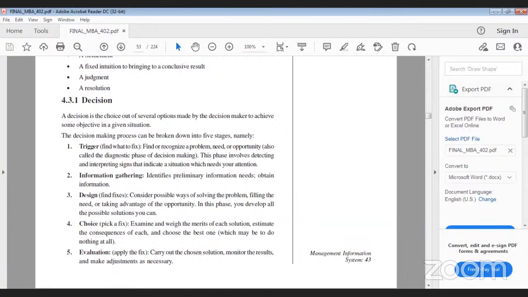Evaluation carries out the chosen solution, reviews the results, and makes adjustments as necessary.